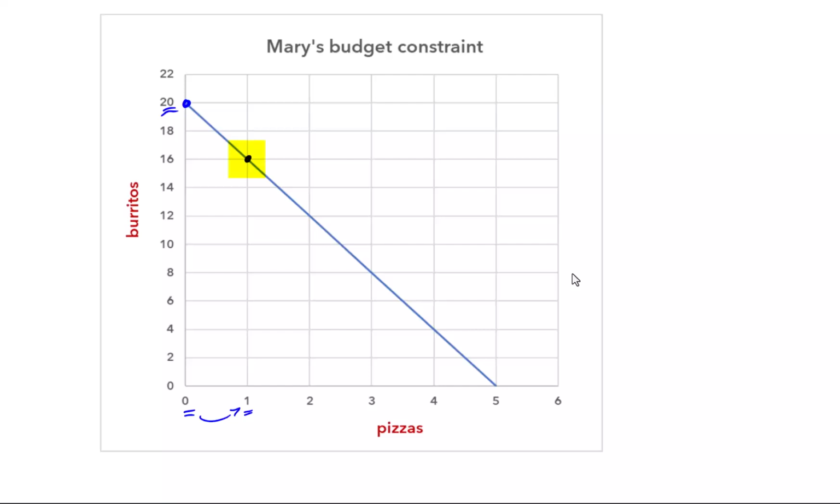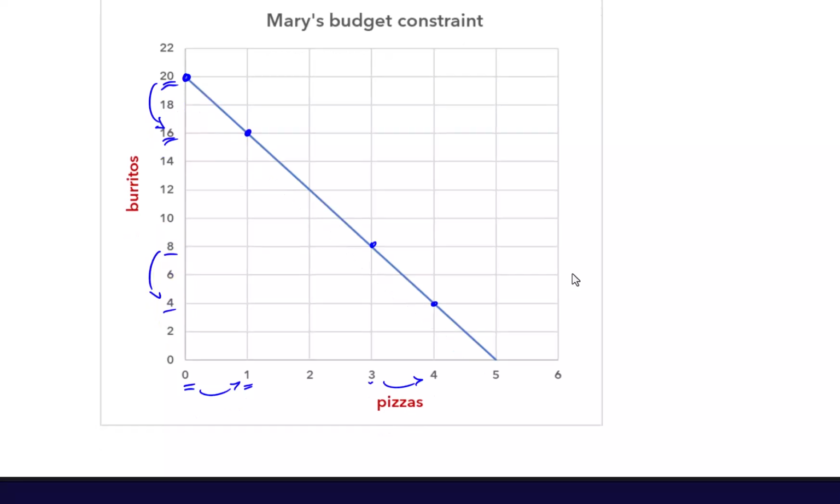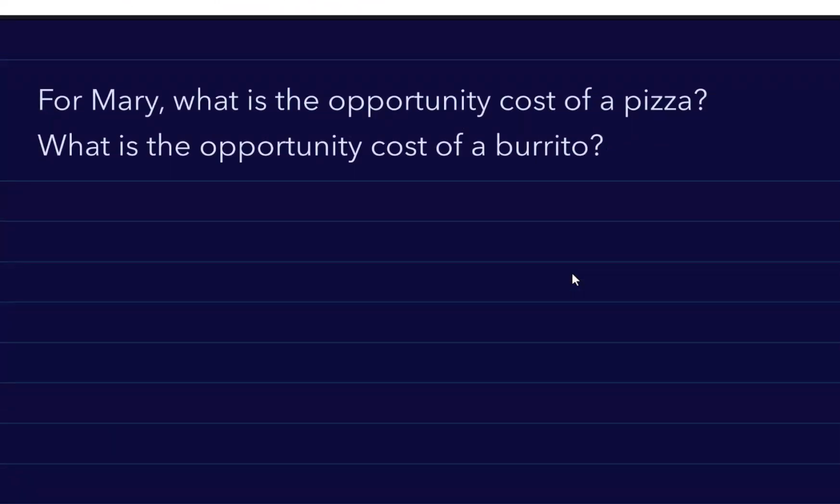Well, she'll be at this point here. So that means that she goes from 20 to 16 burritos. And I should mention, since this is a straight line, you can look anywhere on the budget constraint and you'll get the same answer. So if she goes from, say, 3 to 4, then from here to here, this extra pizza, this 4th one, will again cost her 4 burritos. She'll go from 8 to 4 burritos. Okay, so the opportunity cost of a pizza is 4 burritos.